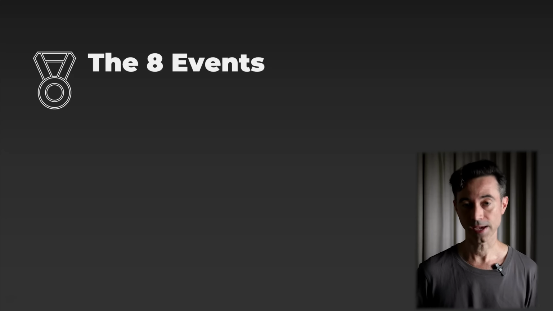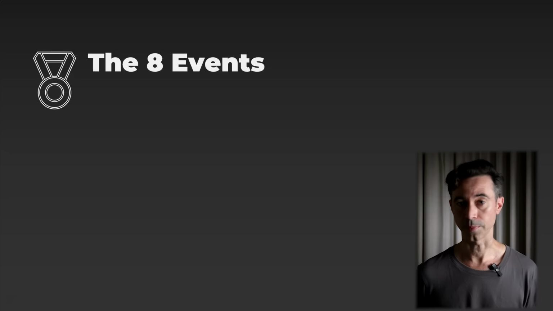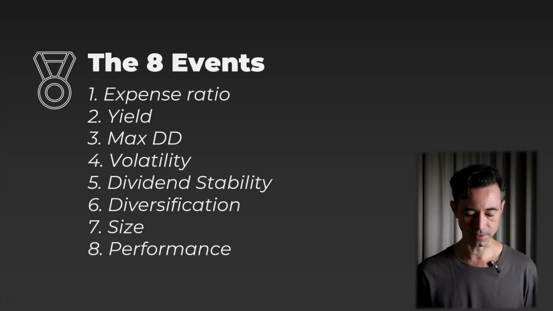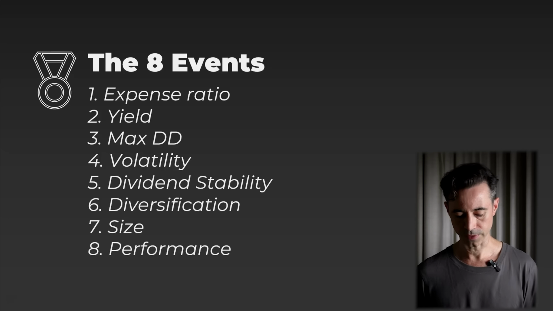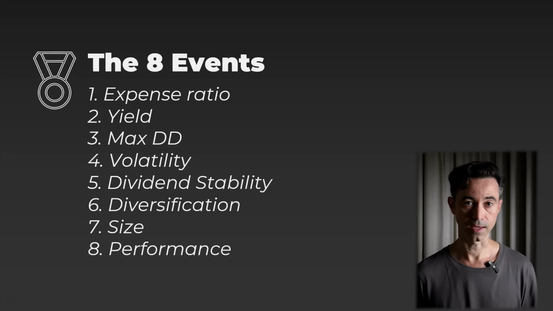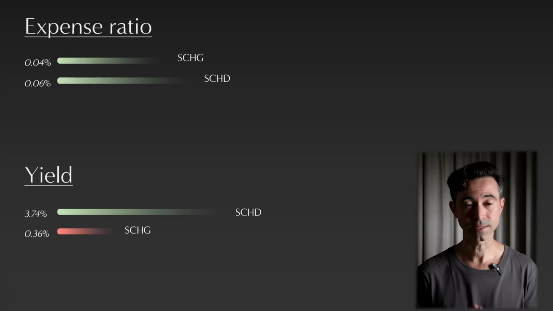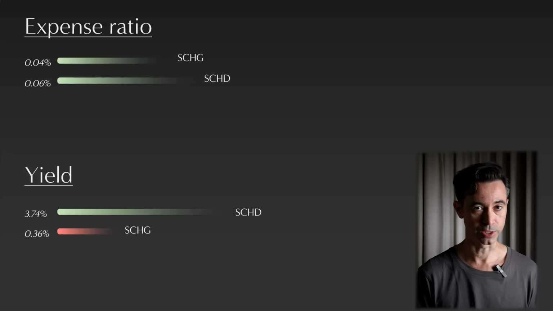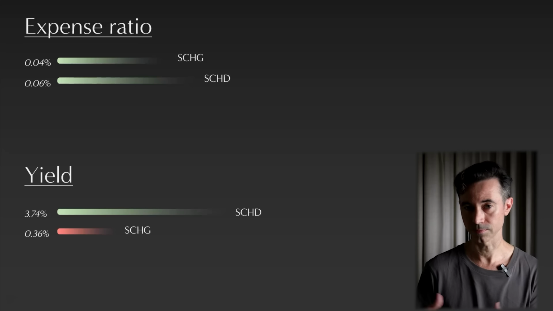So I've created 8 different events that I care about. You have the expense ratio, yield, the max drawdown, volatility, dividend stability, diversification, the size of the fund, and performance. So let's go through SCHD and SCHG's individual scores for all of these 8 things. So we have expense ratio. SCHD is slightly higher than SCHG. Depending on what type of investor you are, this might not matter.